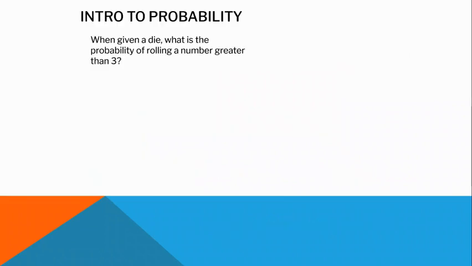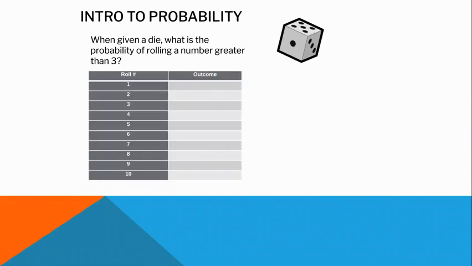All right, what if you have a die? That's singular for dice. What's the probability of rolling a number greater than 3? Well, that means you rolled a 4, a 5, or a 6.